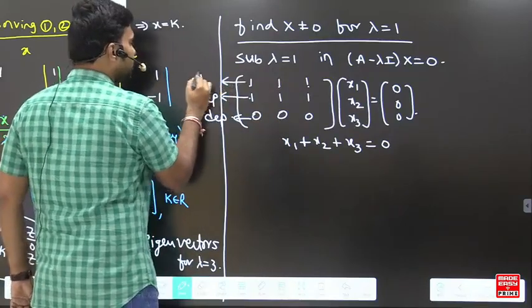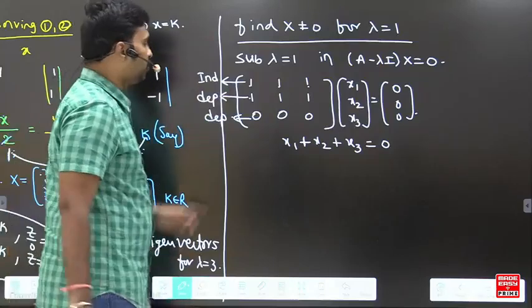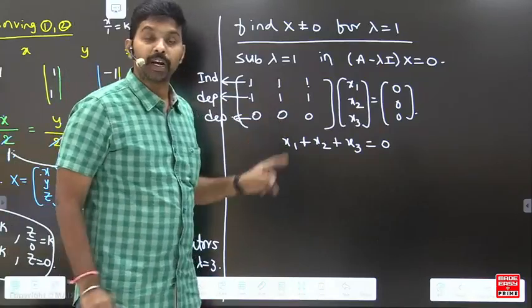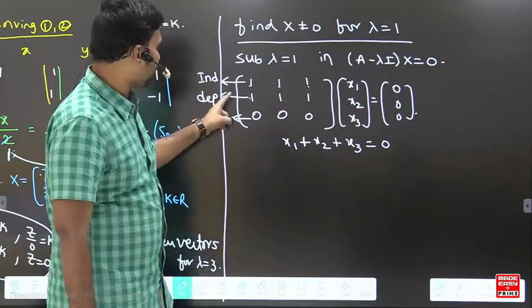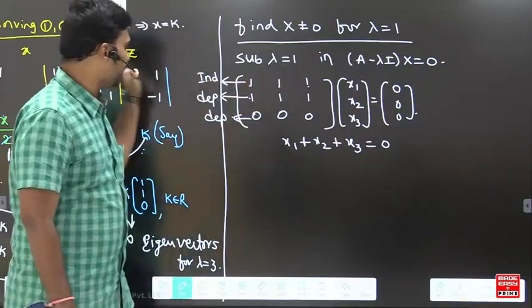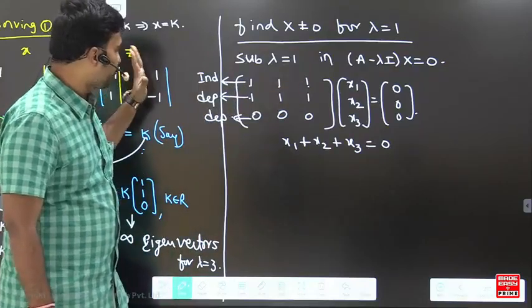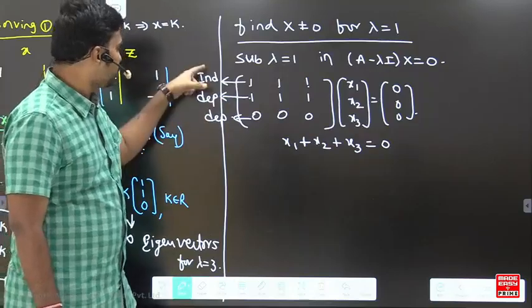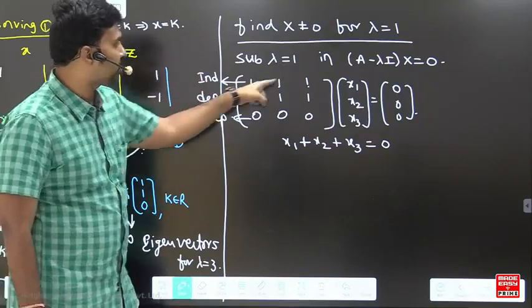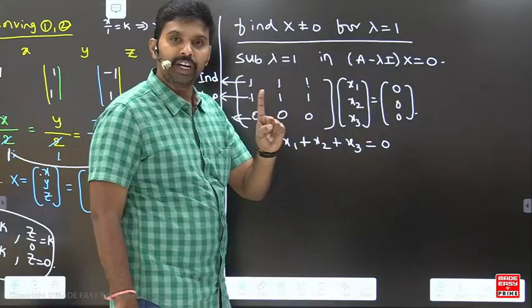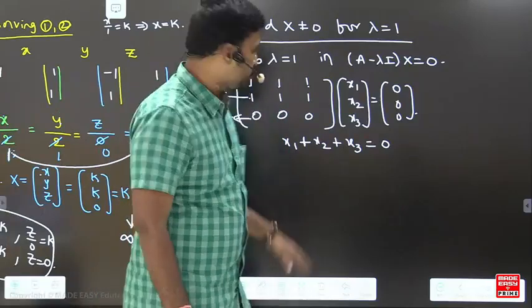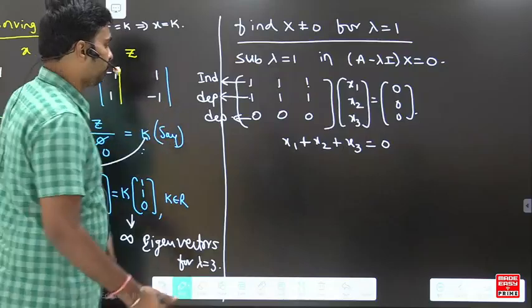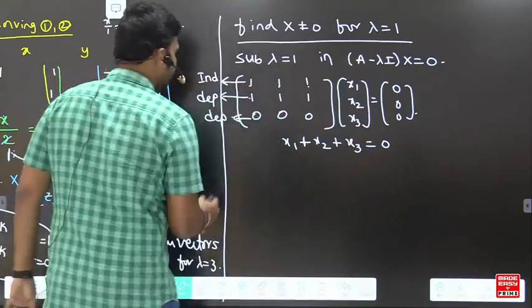So therefore this is taken as independent one, because the rank of a non-zero matrix is at least one. That's why I am taking the first row as independent here. So this is the way we understand. How many independent equations can we have here? Only one independent equation. We are not getting two independent equations here.